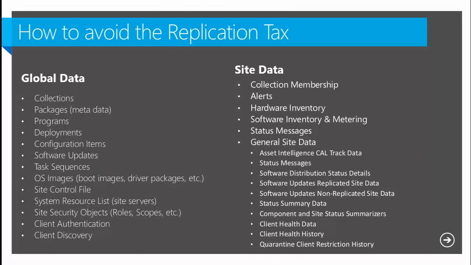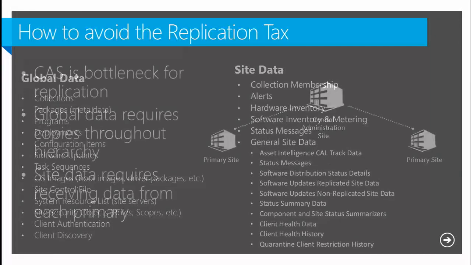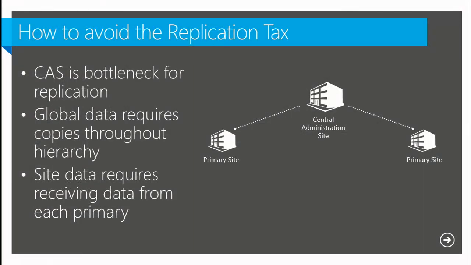Site data, on the other hand, typically is data that's collected from clients and used for reporting purposes or monitoring purposes, et cetera. And some of that data is replicated up to the central site. So in any kind of replication model, the distributor will always be a bottleneck, and that is not unique here with Configuration Manager. Your central administration site will be your bottleneck for replication. Bear in mind that global data we talked about has to go to every single site. It doesn't just go to the site where you need it. And so if you think about it, the more sites you have, the more of an impact that replication will be.